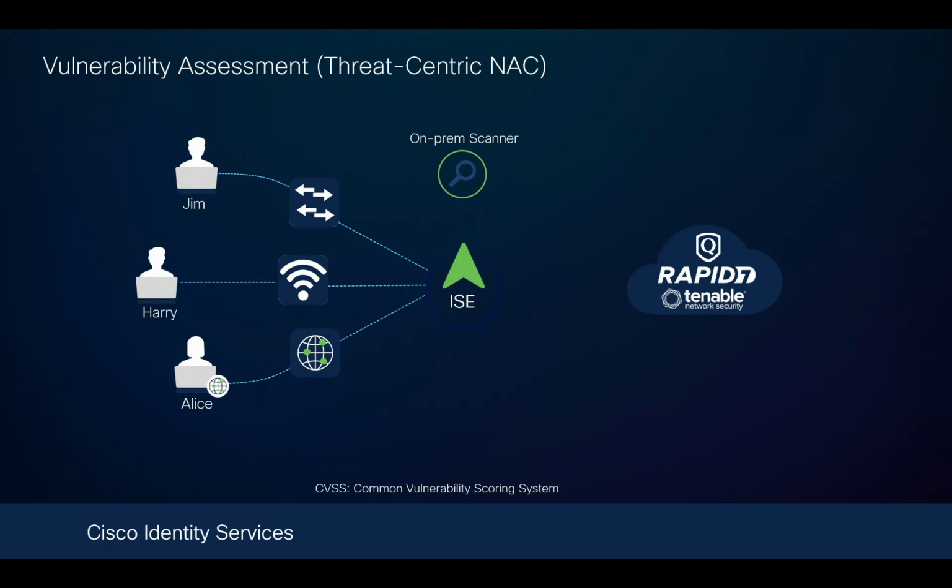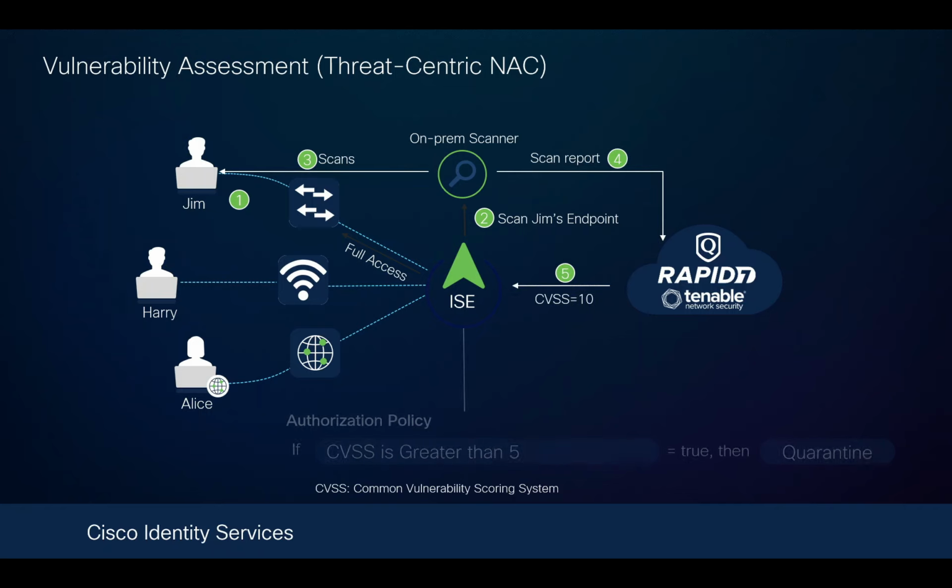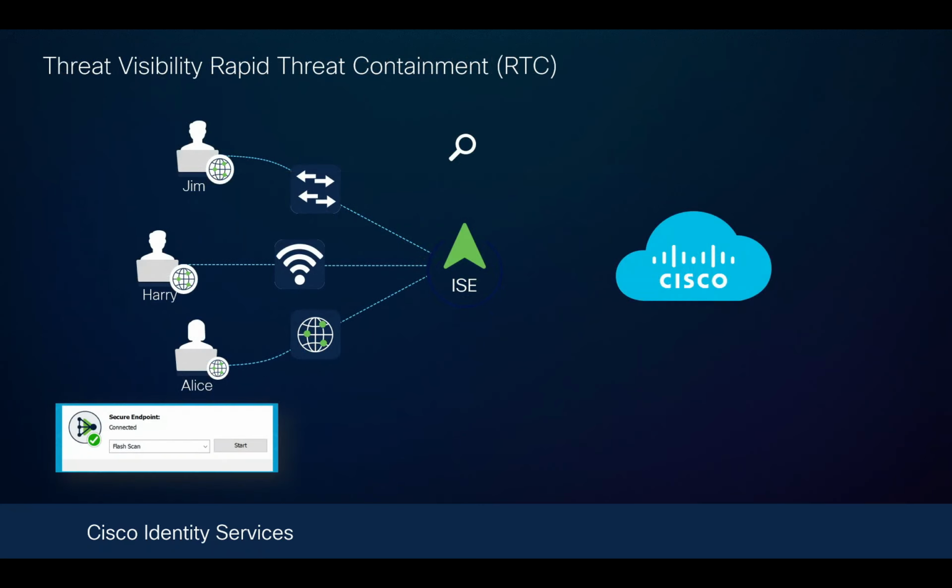Now let's look at this. We've authenticated, we've profiled, we've postured the device, and they have access to the environment. But we want to kick off a vulnerability scan using Qualys, Rapid7, or Tenable, and use that information to determine if that access should be granted or not. And we do have a condition in our authorization policy that says if a CVSS score is greater than 5, then we want to quarantine and restrict access.